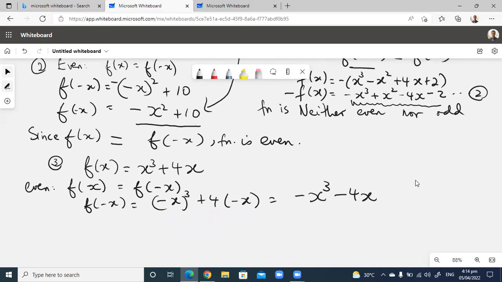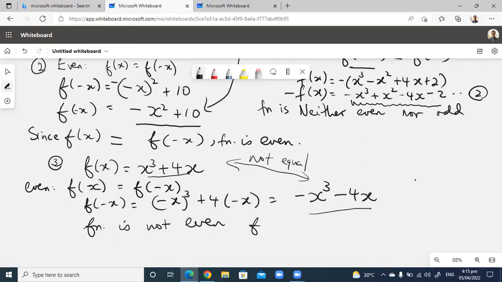Now, you check to see, is f of x the same as f of minus x? Are these two here equal? No, not equal. So if you get them not equal, you say the function is not even. The function is not even. Why? Because f of x is not equal to f of minus x. So now you check to see if it's odd.